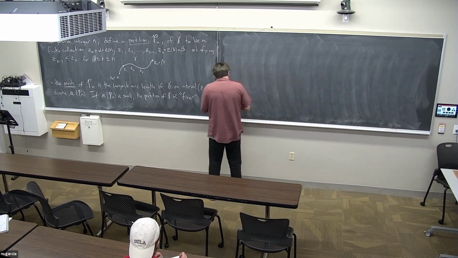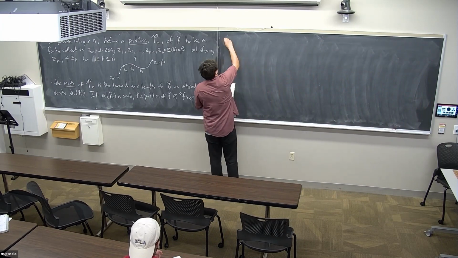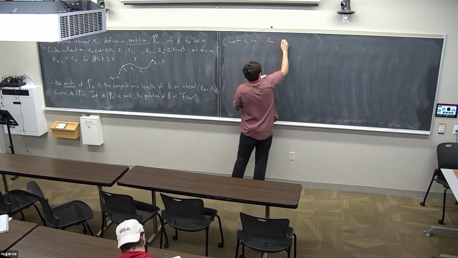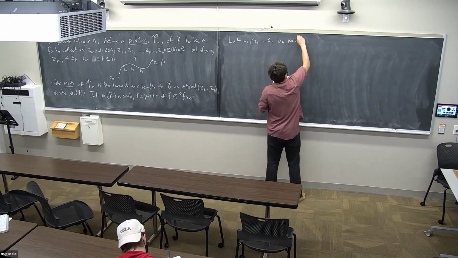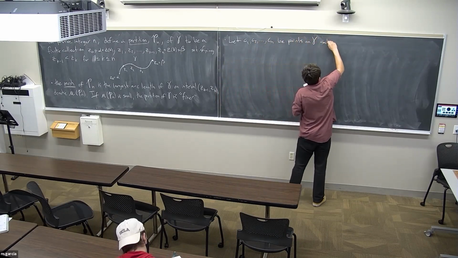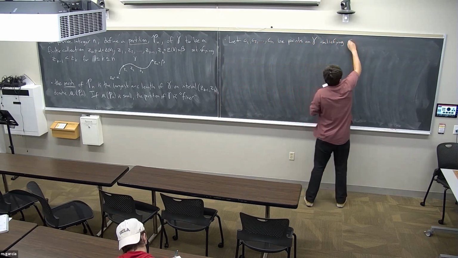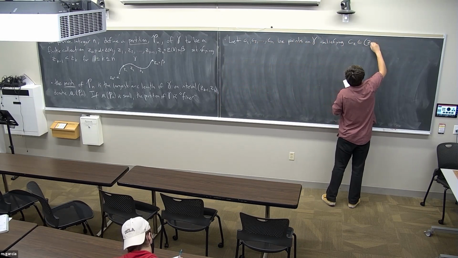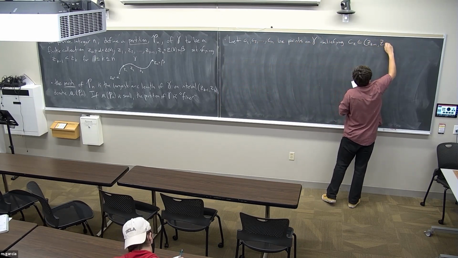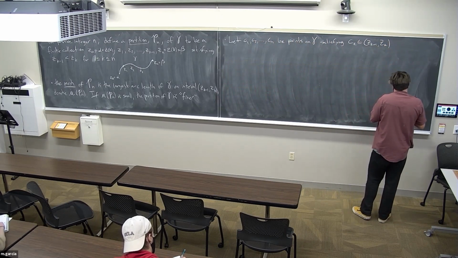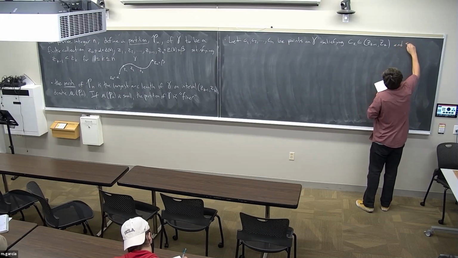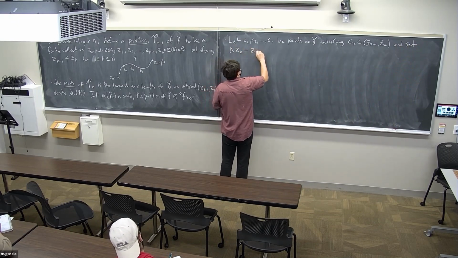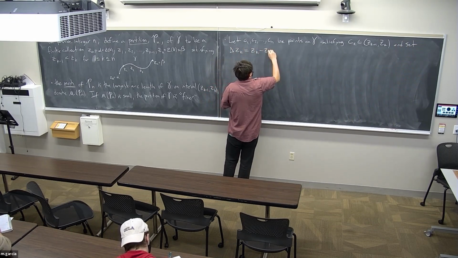Okay, so now let C1 up through Cn be again points on gamma satisfying Ck is an element of [z_{k-1}, z_k], and set delta z_k equal to the difference z_k minus z_{k-1}.